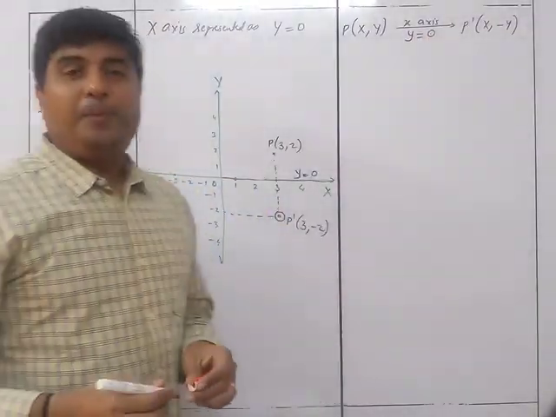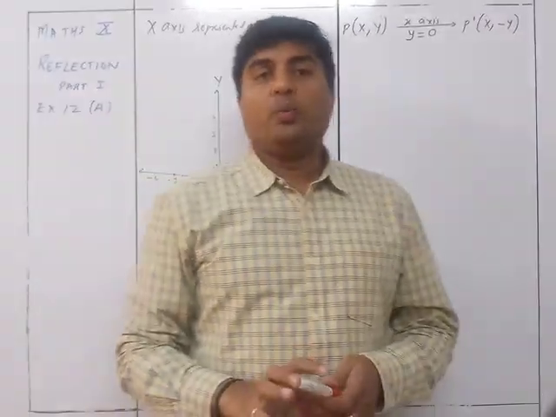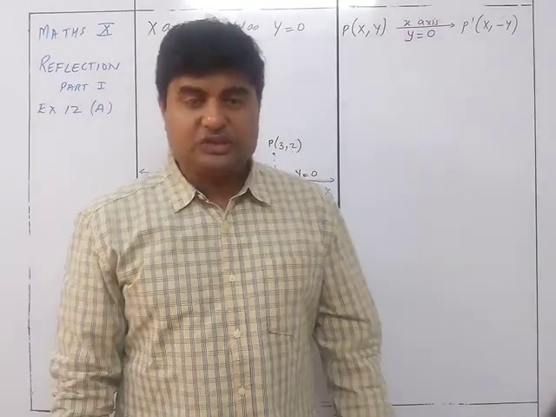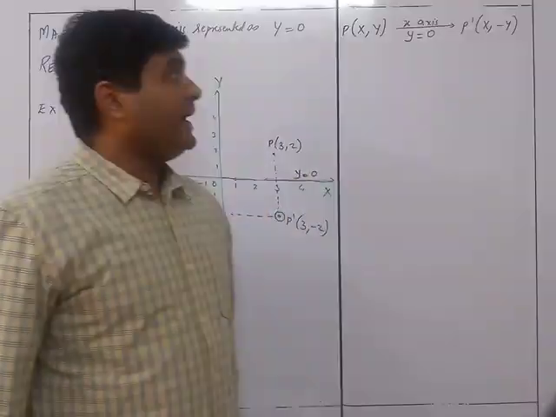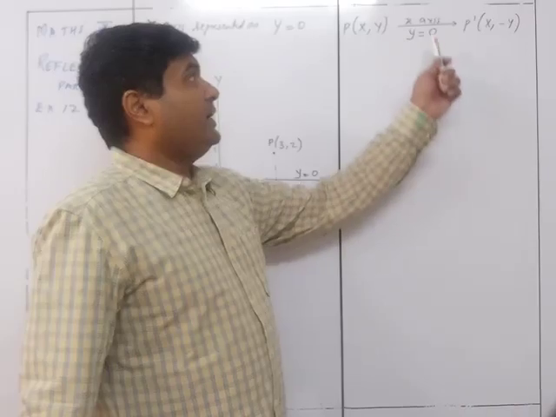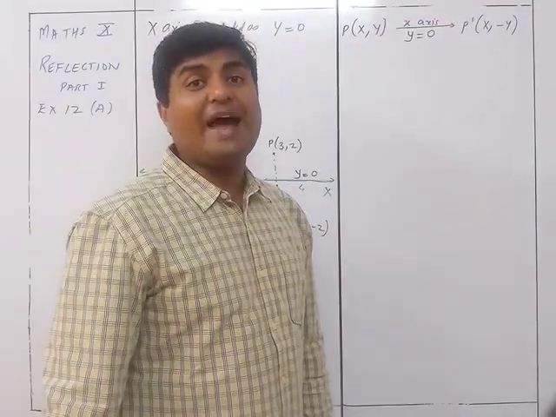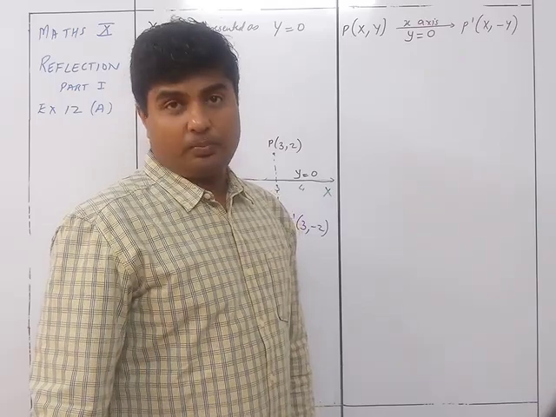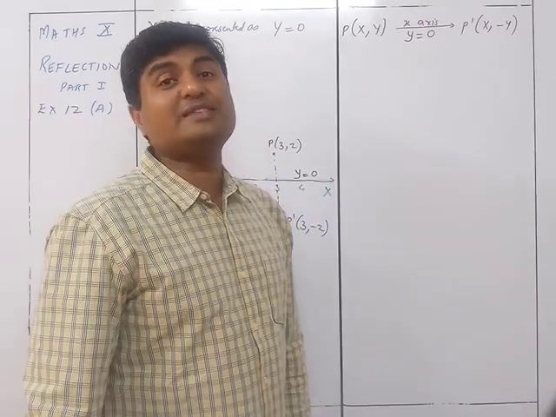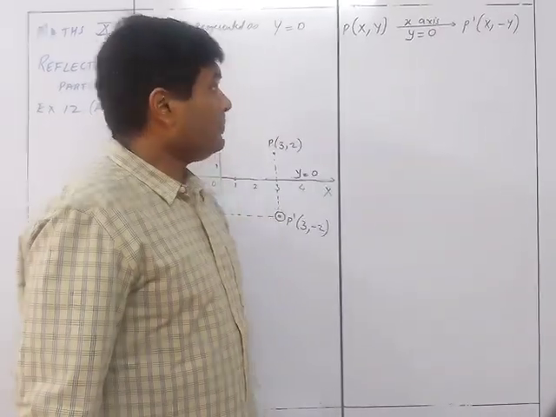So we say P(x, y) will give me the image P' as (x, -y) under the reflection of the x-axis, or I can also say under the reflection of the line y = 0, because y = 0 represents the x-axis.